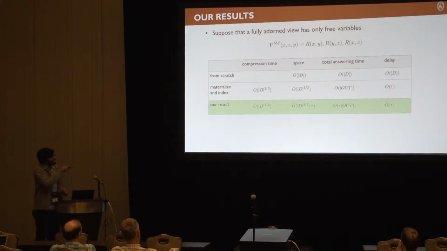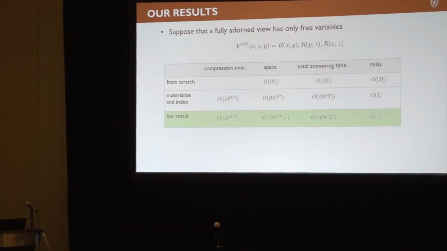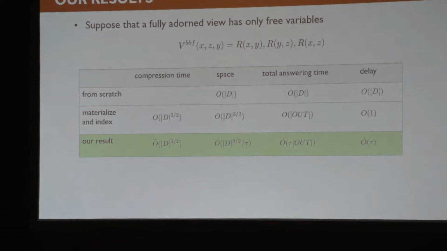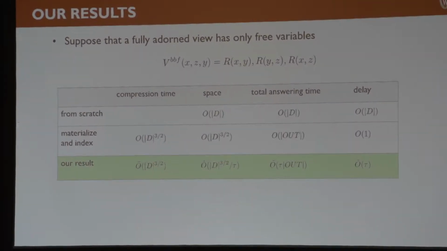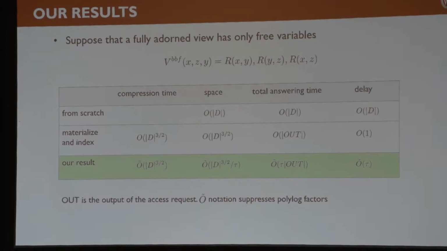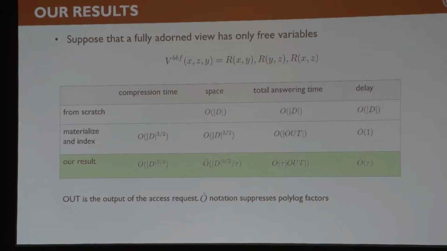So the user can pick any particular value of tau, which will give you the delay guarantee, and the space requirement and delay are now a uniform trade-off based on whatever value of tau is chosen. So over here, out is the output of the specific instantiation of the query, and the tilde notation is hiding some polylog factors.